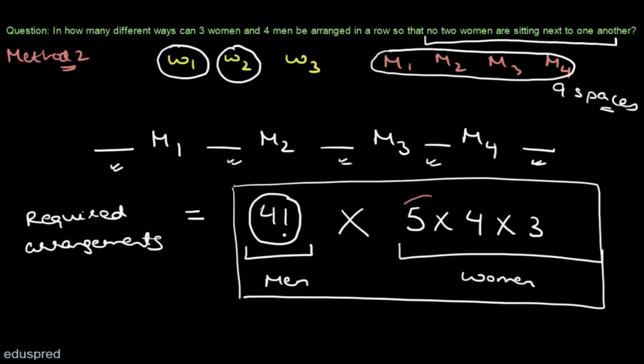And before I end this video, note that instead of writing it in this manner, 5 multiplied by 4 multiplied by 3, I could have also written 5P3. And this is because we have 5 blank spaces here, and from these 5 blank spaces, we have to select 3 spaces and the ordering matters. So that's why 5P3. Okay, so that's it for this question.